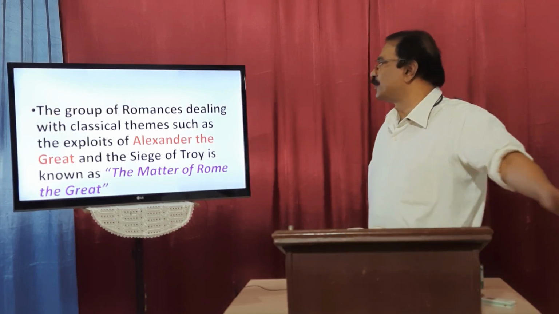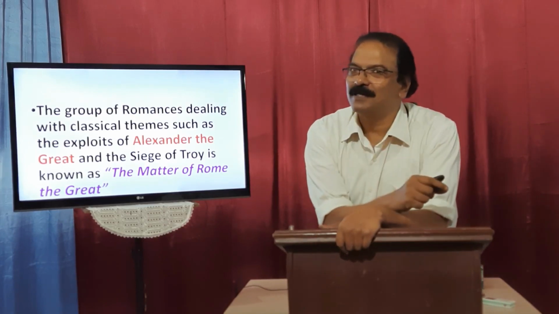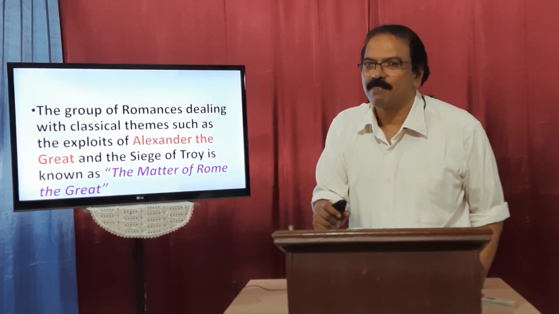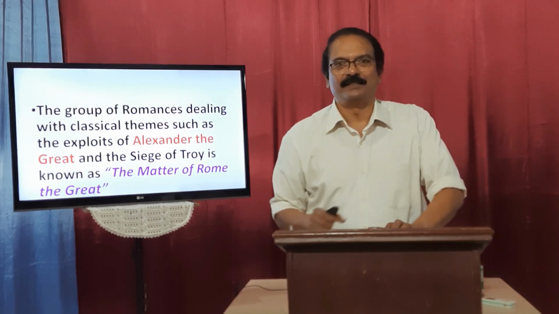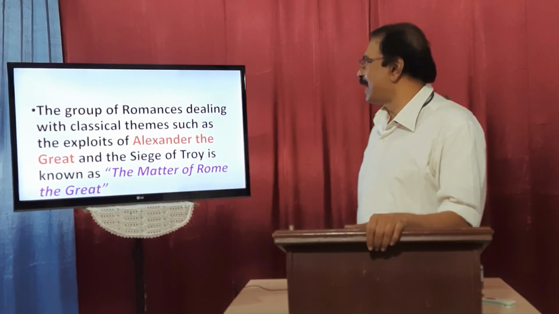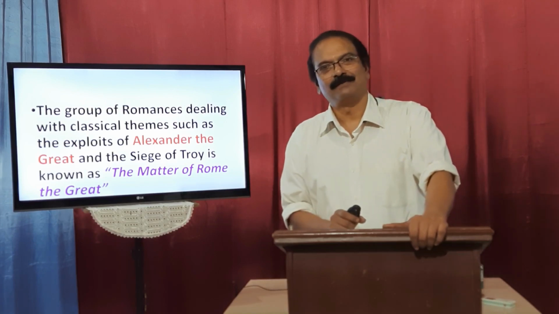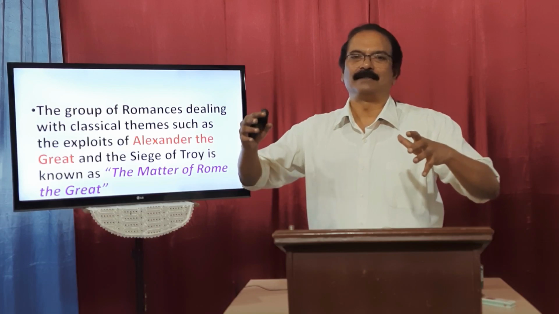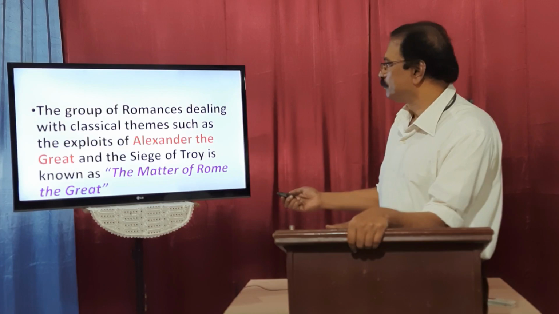The group of romances dealing with Alexander the Great. Alexander the Great, remember? He died in 323 BCE. From there started what? Hellenistic civilization. Okay. Now, the stories about Alexander the Great and also the siege of Troy are known as the Matter of Rome the Great. This collection has stories about Alexander and also the siege of Troy, the Trojan Wars.